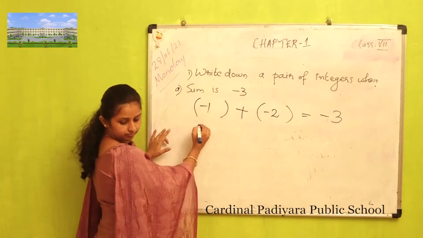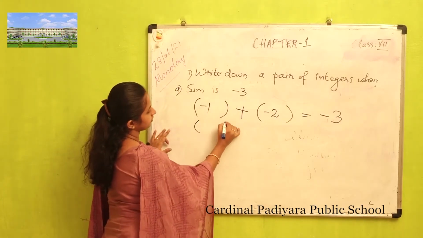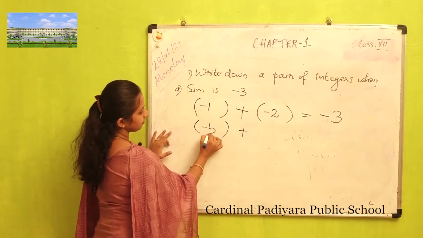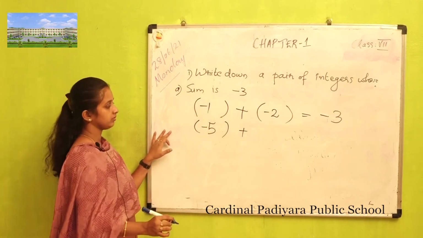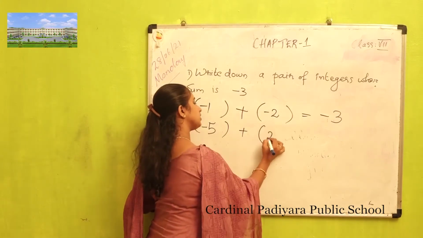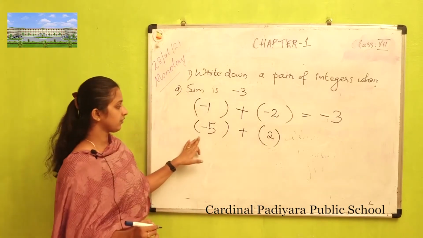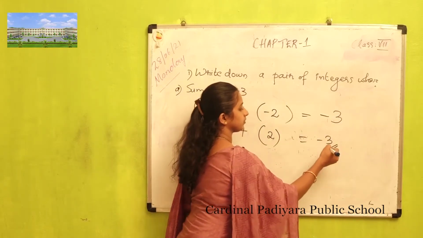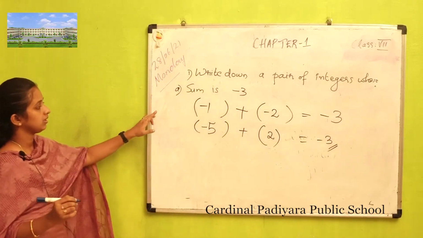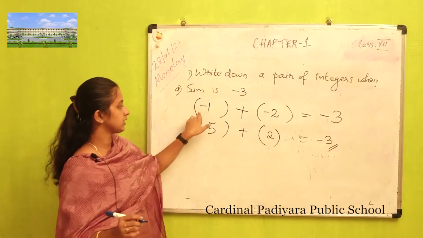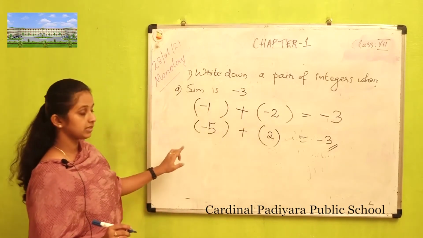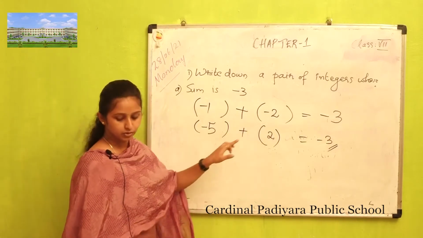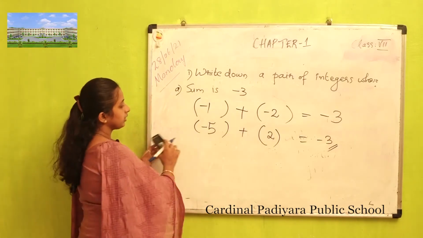Okay, next one. See, if I am taking negative 5 and positive 2, negative 5 plus 2, the answer is negative 3. So we can take the pairs as negative 1, negative 2, and the next pair is negative 5 and positive 2. And we can do next question.